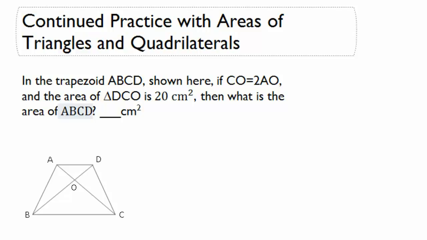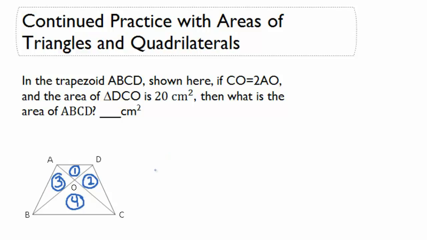Looking at this trapezoid, we can see that it'll be easier to find the area if we use the triangles that it's been broken down into. So let's label these so they're easier to talk about. I'm going to label this one as triangle 1, triangle 2, triangle 3, and triangle 4.